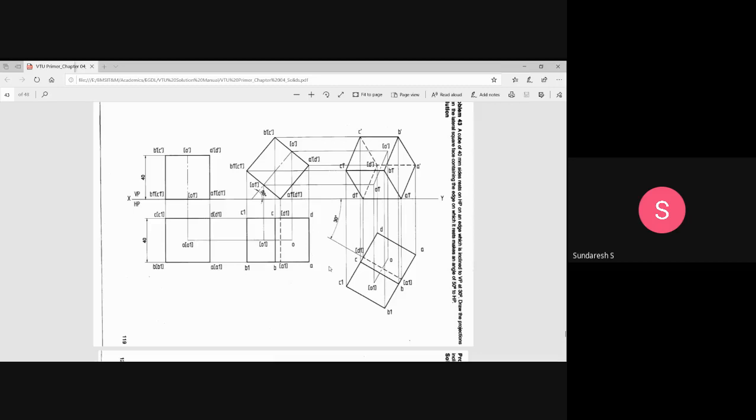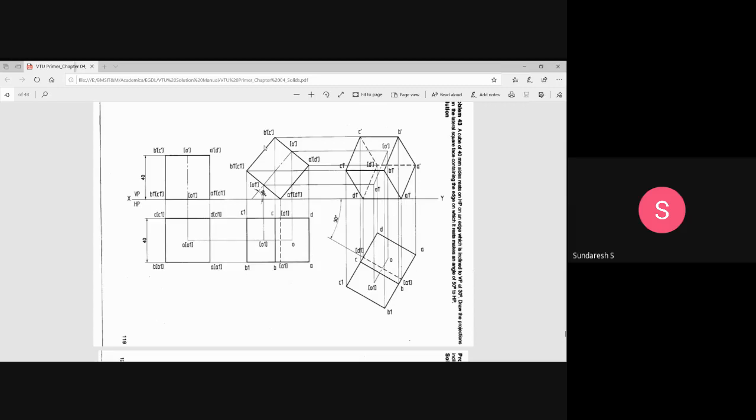Once you complete transferring the second position top view to the third position, we have to get the final position of the cube, that is the front view. For that, you draw vertical projectors from each point, like A, B, C, D, A1, B1, C1, D1, and of course O1. The axis also, don't forget to represent the axis in solids. The axis is very important here, so get the axis points also.